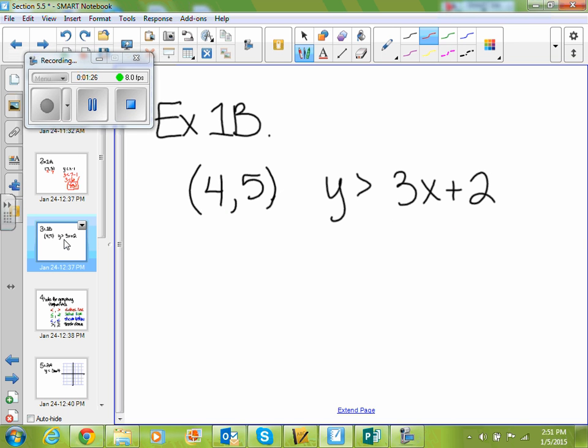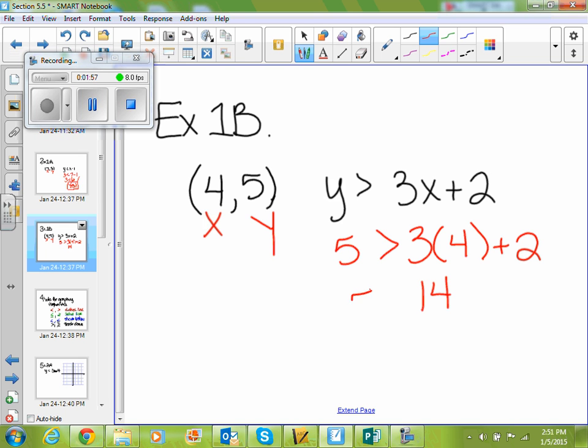I'm given a point 4,5, and the inequality y is greater than 3x plus 2. So which value is my x value? Or what value is my y value? Okay, so if I plug those in, then I get 5 is greater than 3 times 4 plus 2. 3 times 4 is 12. 12 plus 2 is 14. So 5 is greater than 14. Is that true? No, that is definitely not greater than 14. So we write no.